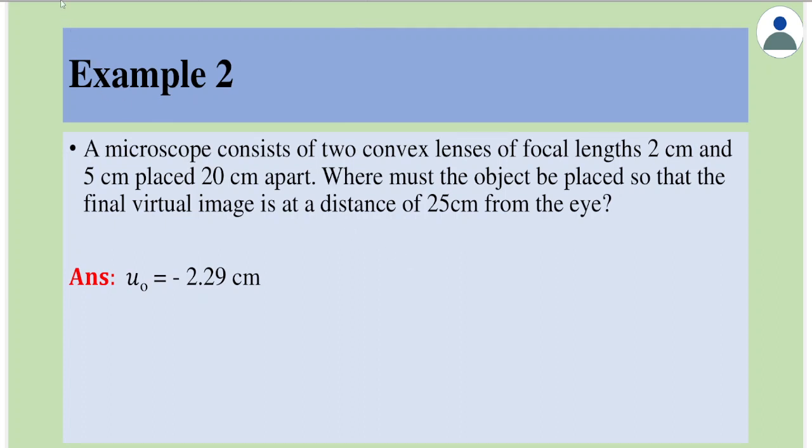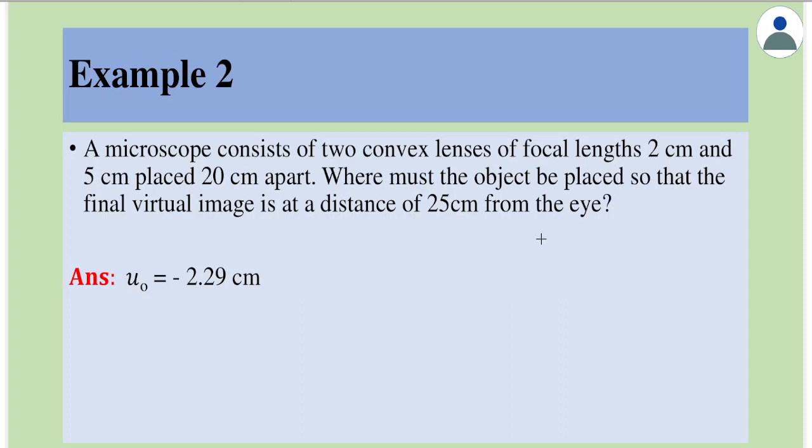Example 2 says a microscope consists of two convex lenses of focal length 2 cm and 5 cm placed 20 cm apart. Where must the object be placed so that the final virtual image is at a distance of 25 cm from the eye? Now this is basically a compound microscope, and we have learnt in theory classes that a compound microscope consists of two convex lenses called as objective and eyepiece.